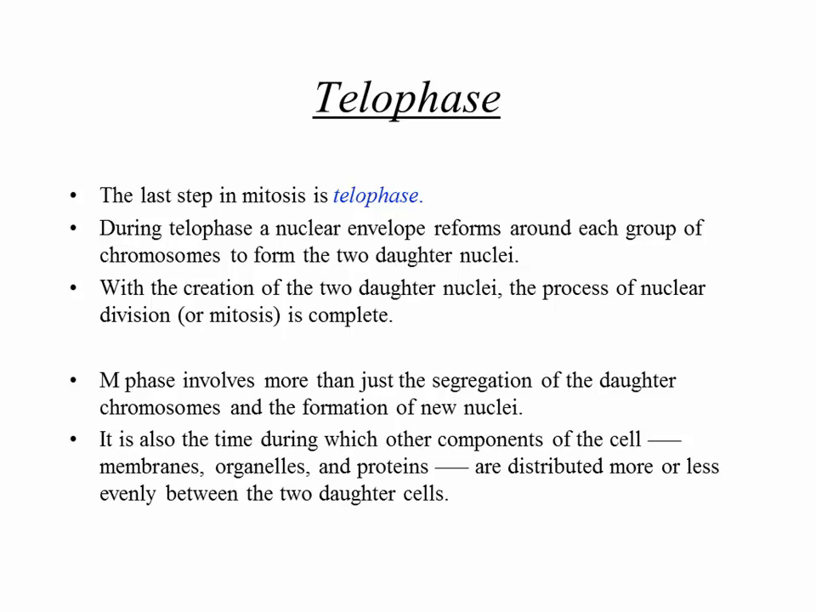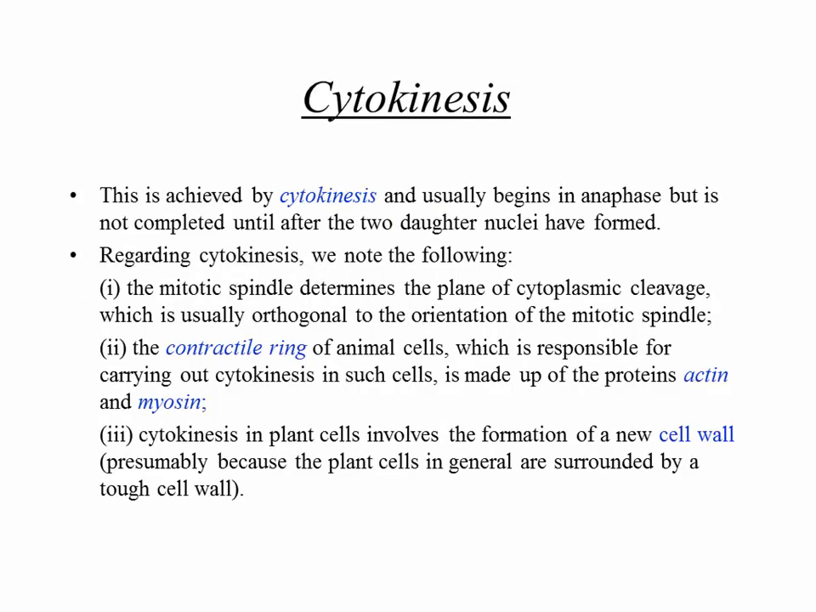So the division of the components of the cell is achieved by what is called cytokinesis, and usually begins in anaphase but is not completed until after the two daughter nuclei have formed, right? And regarding cytokinesis, the actual division of the cells and these different compartments, we can make the following observations. First, the mitotic spindle determines the plane of cytoplasmic cleavage, which is usually orthogonal to the orientation of the mitotic spindle.